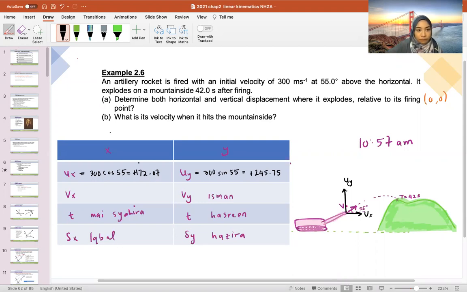VX equals to UX. Okay, thank you. Let me get rid of this.